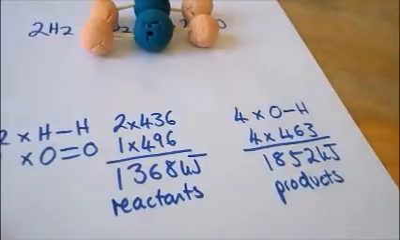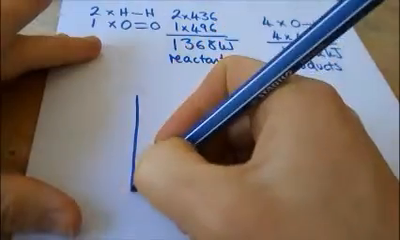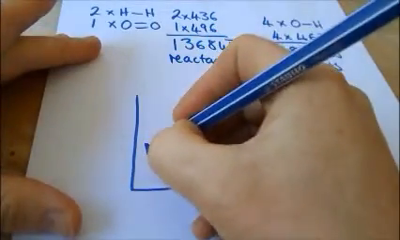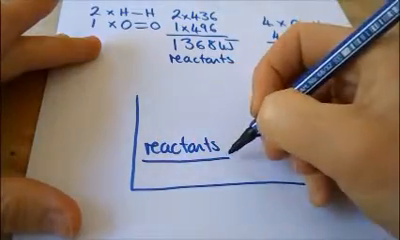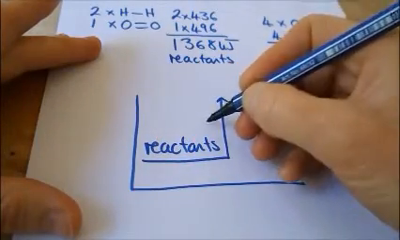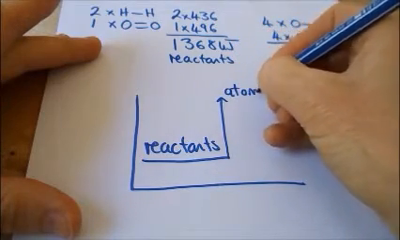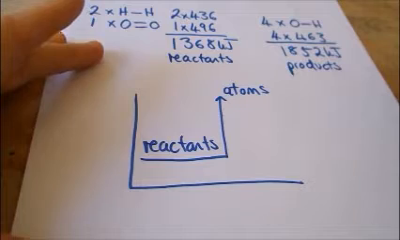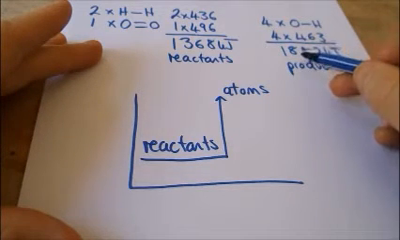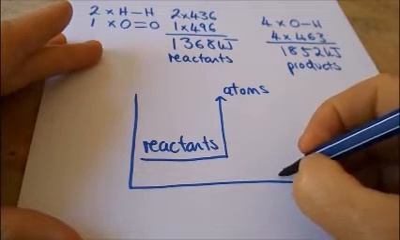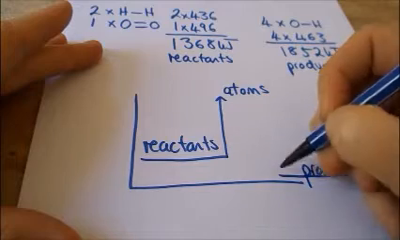So I'm just going to move this up a little bit. So if we were to start with our reactants over here, so this is our hydrogen and our oxygen, we needed to put in 1,368 kilojoules in order to break everything up into atoms. And for our products, to break them up into atoms, we needed to put in 1,852. So our products, I should have given myself a bit more space here, are going to be down here.